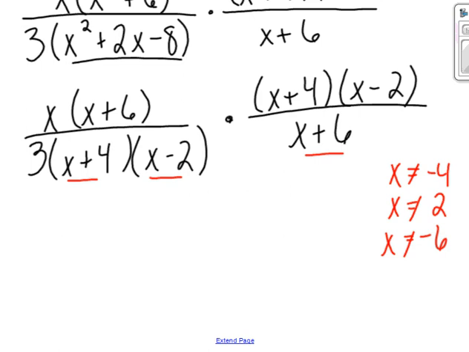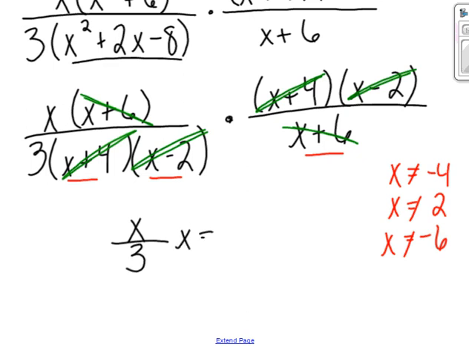So now I can start dividing out. So I have x plus 4, so I'll divide out to 1, x minus 2 over x minus 2, and x plus 6 divided by x plus 6. So those are all 1s, and all I'm left with is just this little guy. So I have x over 3, but remember, you can have x be negative 4, 2, or negative 6, and then your answer.